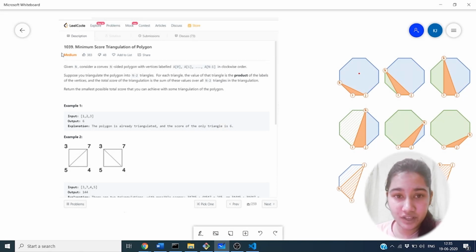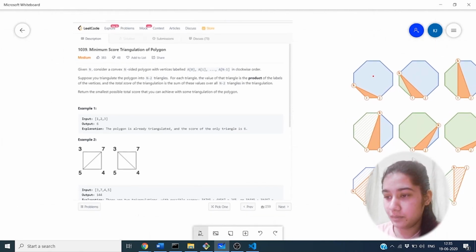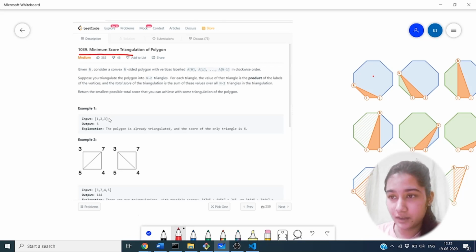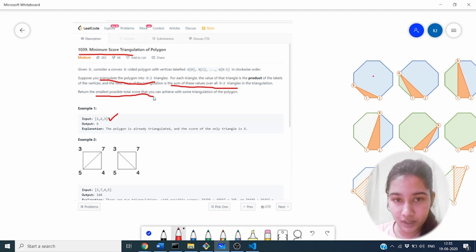Everyone, let's start with today's question number 1039, minimum score triangulation of polygon. In this we are given an array which represents the vertices of the polygon, and we need to triangulate the polygon into n-2 triangles, and for each triangle the value of the triangle is the product of the labels of the vertices, and the total score of the triangulation is the sum of the values over all the n-2 triangles formed. And our task is to return the smallest possible score that we can achieve with some triangulation.